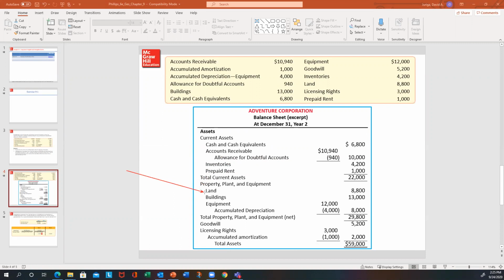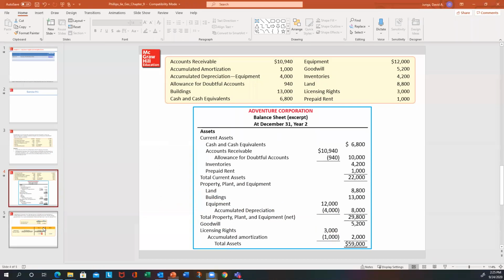So you've got land, buildings, and then you've got equipment. And remember, you have to subtract out any accumulated depreciation, which they do. And then you've got your net equipment. And then, of course, you've got your intangible assets. You've got goodwill. And then you've got your licensing rights. And then it looks like there's some amortization associated with that of $1,000. So you have to subtract that to get your net licensing rights book value. So then if you add all those up, you would have total assets of $59,000.